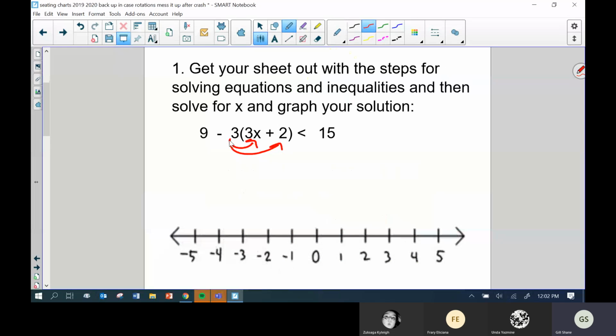We do, phones up, especially those of you that didn't do the bell. So we say, all right, well, the 9 is not even part of the real lesson that I'm going over right now. I need to take the 3 times 3x, and then 3 times 2. And that comes out to be 9 subtract 9x plus 6 less than 15. That's what most of you did. That's wrong. That's incorrectamundo. I'm about to tell you how.